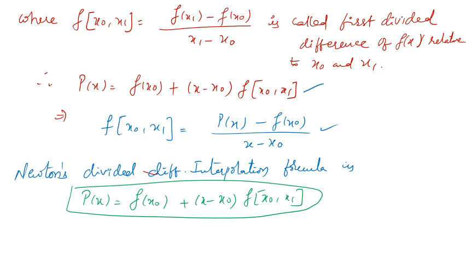Remember this, where what is this? f of x0, x1, the first divided difference. What is this notation? f of x1 minus f of x0 by x1 minus x0. Now what is the error in this formula? Truncation.